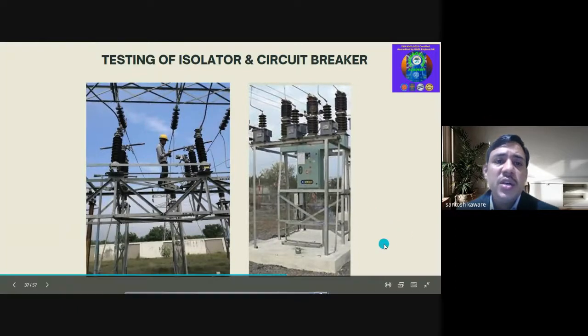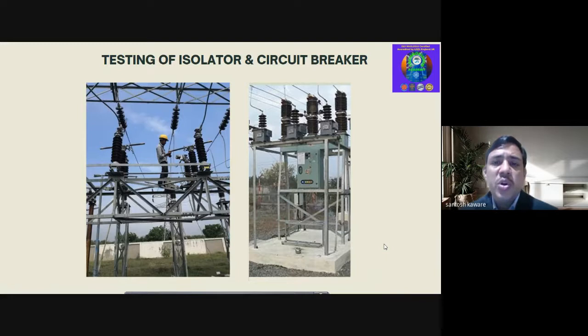Next one is testing of isolators and circuit breakers. These are also important equipment after the transformer. If you see, the cost of a circuit breaker is still more. So we have to again ensure its operation.